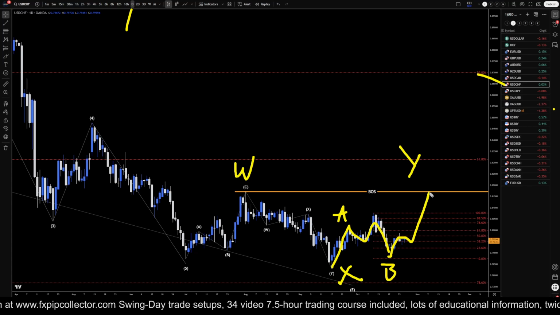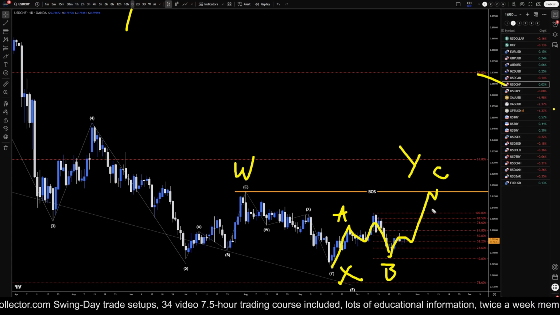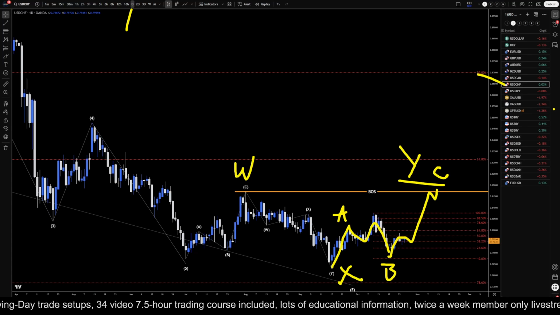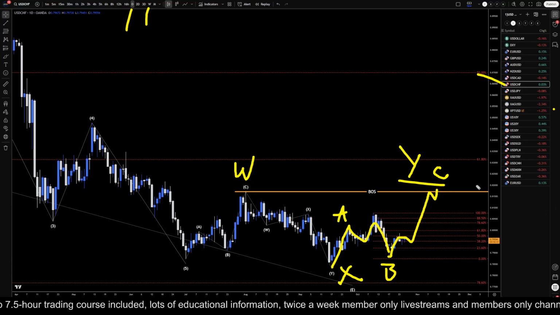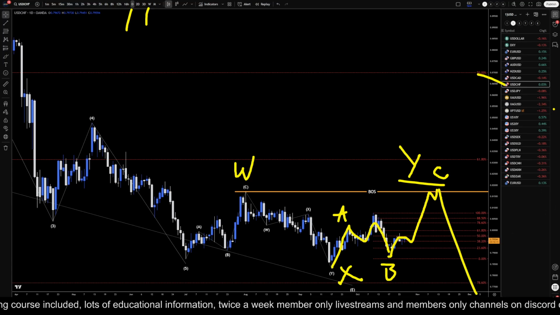I think we're potentially going to be in an uptrend for the next few weeks for a wave C to complete this wave Y. I do think that the weekly downtrend is not over, and that's why I think that this is a pullback within a downtrend.